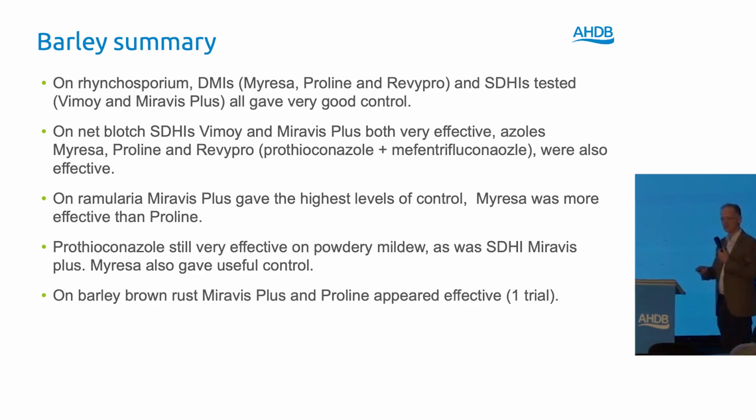Note, I did share some information on Vimoy on ramularia and powdery mildew. It's not actually registered for use on those. We're sharing that information because you may well be using the product to control rhyncho or net blotch, and you may want to know what it can bring in incidental control on a pathogen that's not on its label. But on both powdery mildew and brown rust, Miravis and Proline are giving us a high level of control, and that's great. So at this point I'm going to hand over to my colleague Phil Walker to cover the oilseed rape. Over to you, Phil.